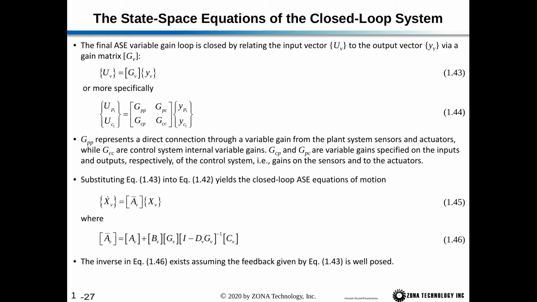Now, substituting equation 1.43 into 1.42 yields the closed loop ASE equations of motion. X dot V is A bar V times XV, where A bar V is given here in equation 1.46. Now the inverse shown here in equation 1.46, I minus DV times GV, exists assuming that the feedback given by equation 1.43 is well posed. And just based on the modeling restrictions in ZAERO, this assumption does always hold.